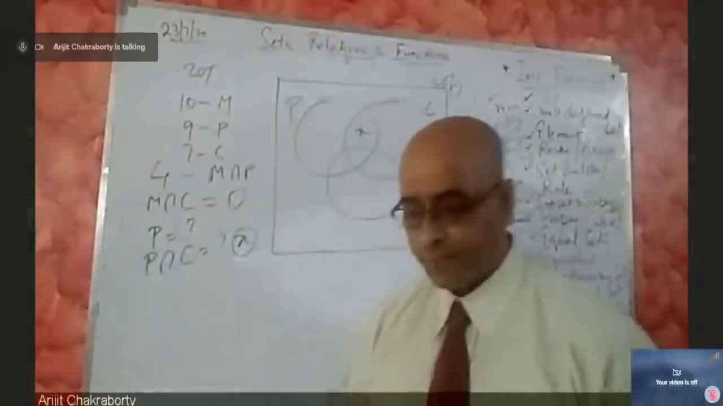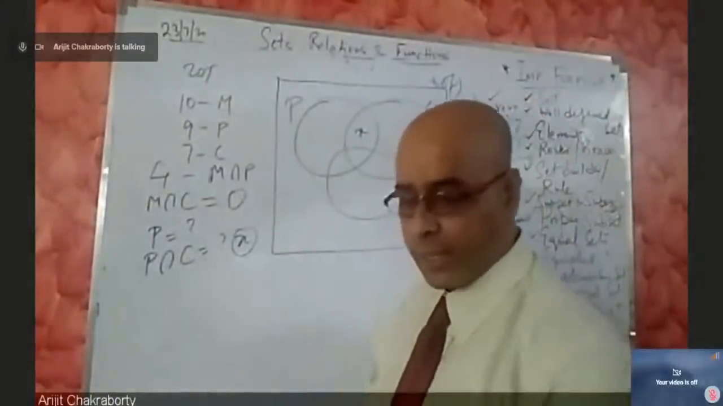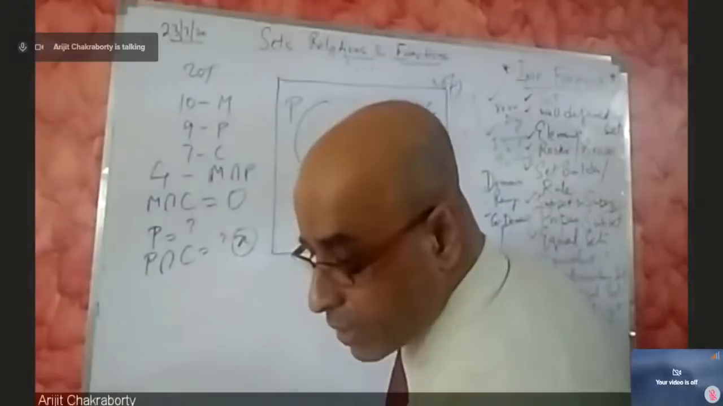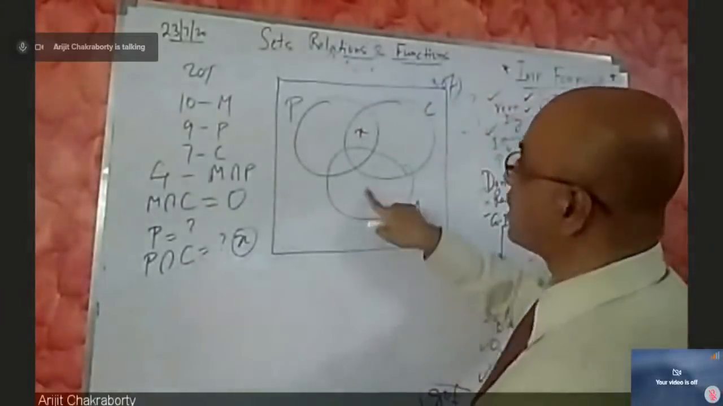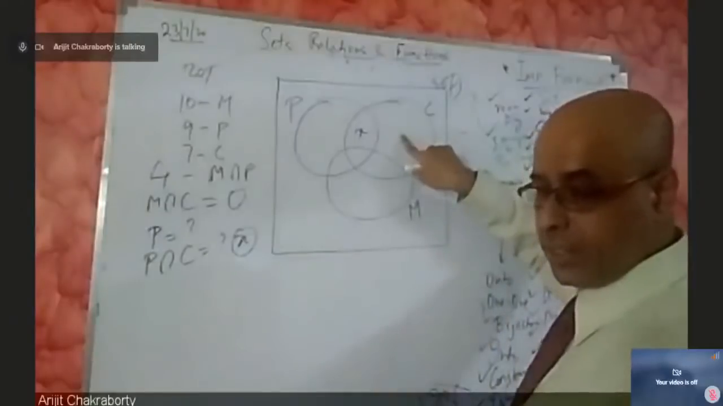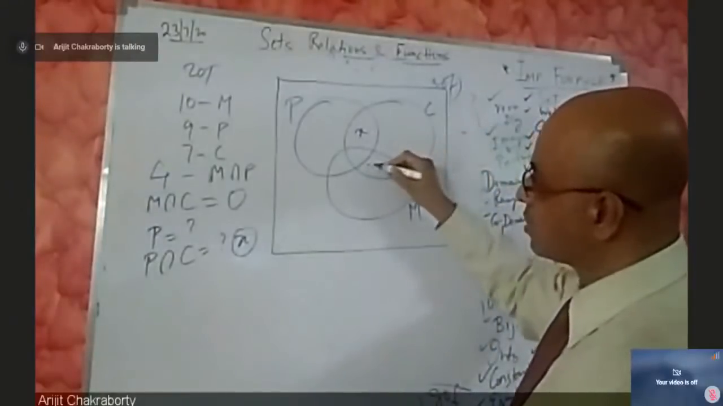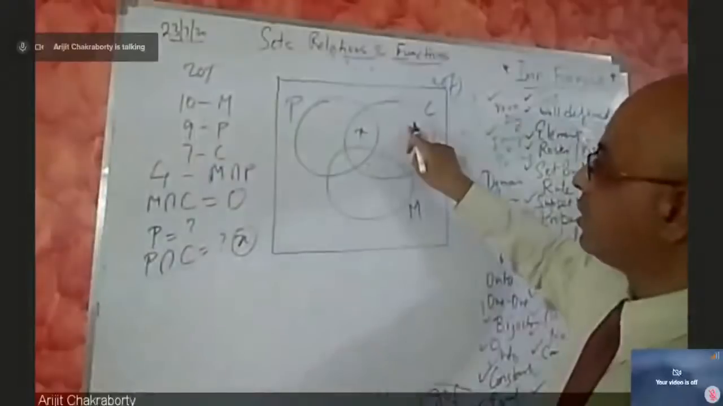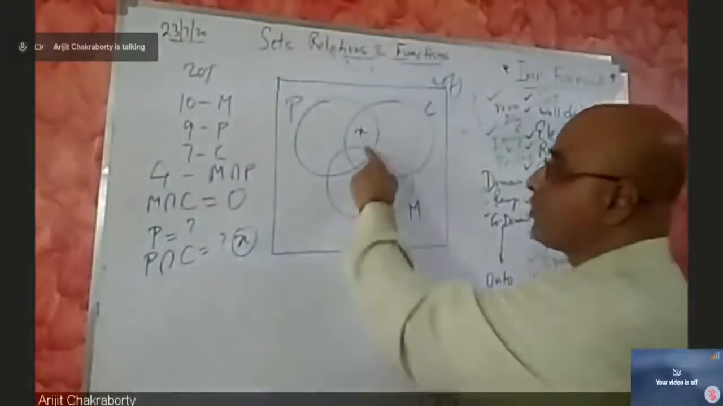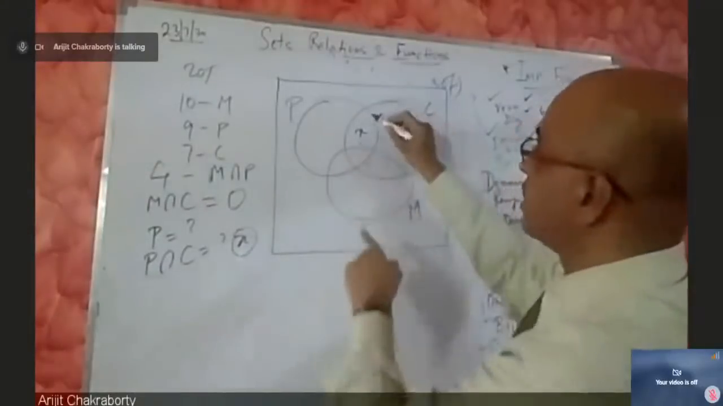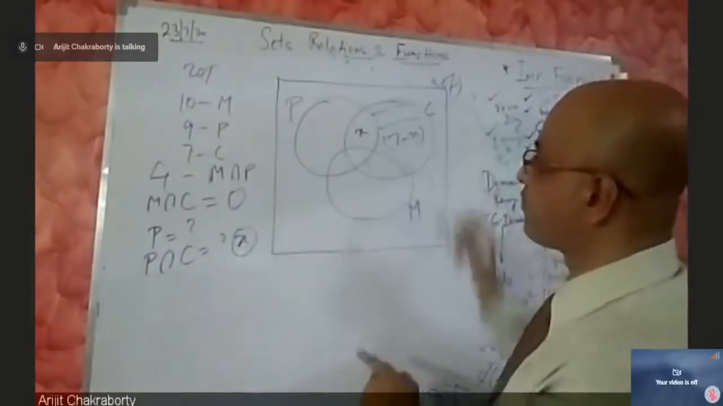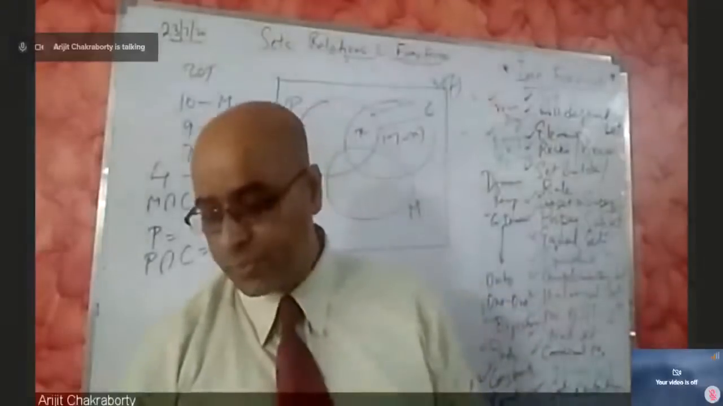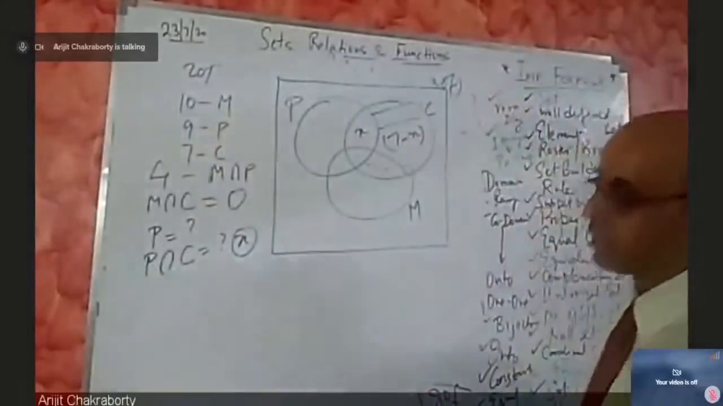Now the question is, 10 are teaching mathematics, 9 teach physics and 7 teach chemistry. Mathematics and chemistry, nobody is teaching, so nothing to write here. 7 teach chemistry. Out of them X is the common part, so the remaining part is 7 minus X. 9 are teaching physics.